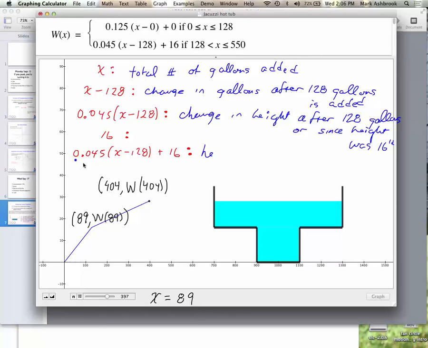Then if you take the change, so if this was the change since 16 inches, and this is the 16 inches from before, add them together, you get? The new height. New height of the water. So that's how we get the output of the function in this second piece.